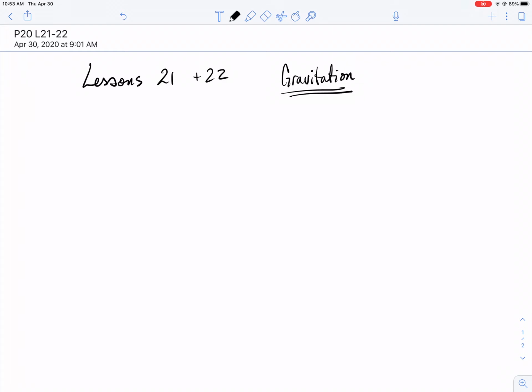Hello, we're just going to look at lessons 22 and 21 very briefly. They're strongly related. We're talking about gravitation, gravitational field strength, and this principle that any mass exerts some kind of strength or some kind of field around it that draws other objects to it.